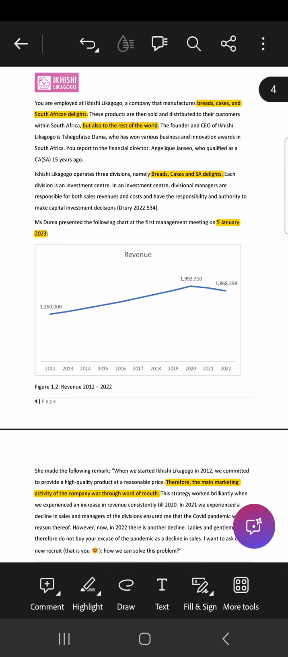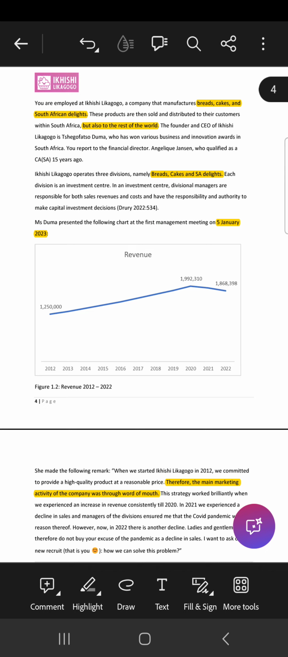So this is the aspect that we start looking at, where we say that, okay, this is our product line, and these are the products that we have. Now, where is the decline? Okay, so we've got the breads, we've got the cakes, we've got the SA delights, and now we need to say, okay, from here, has there been a decline in the amount of these that have been sold? Now, how do we break this down?